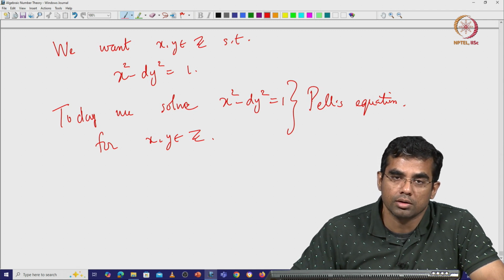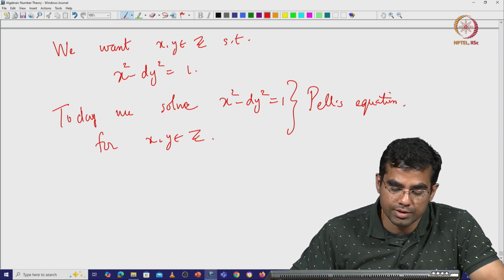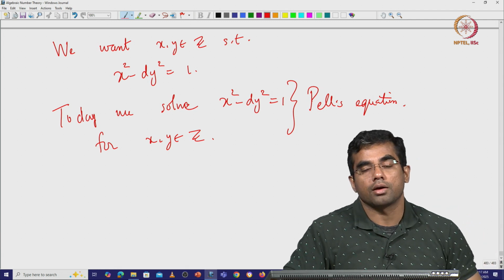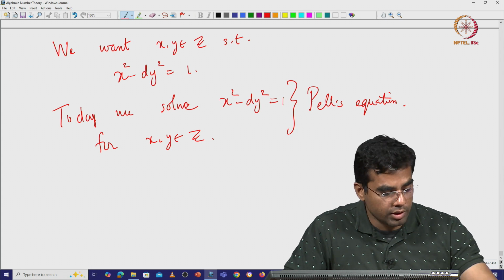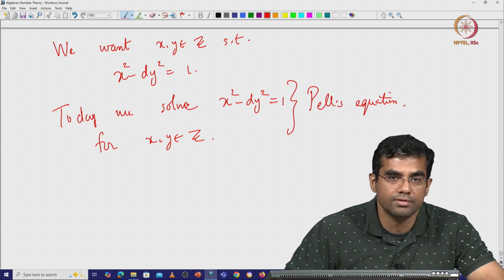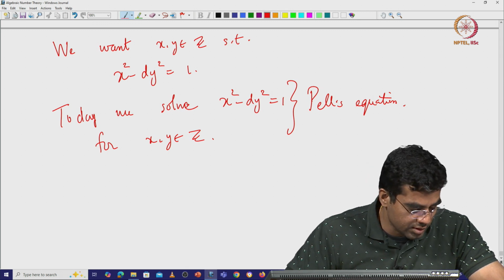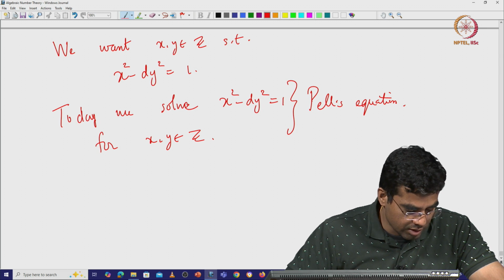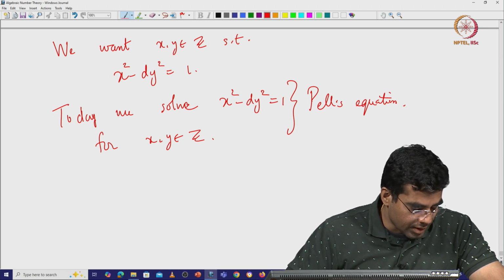So, you look at the continued fraction expression for square root of d and use this continued fraction truncated at a certain point to find x and y. Okay. So, that is one way of doing this, but we are going to look at some other way of doing this, which is perhaps not as fast as using continued fractions, but it is closer to our course. Okay.